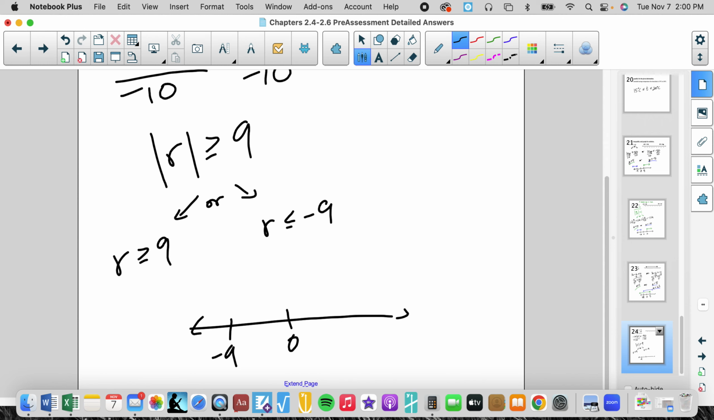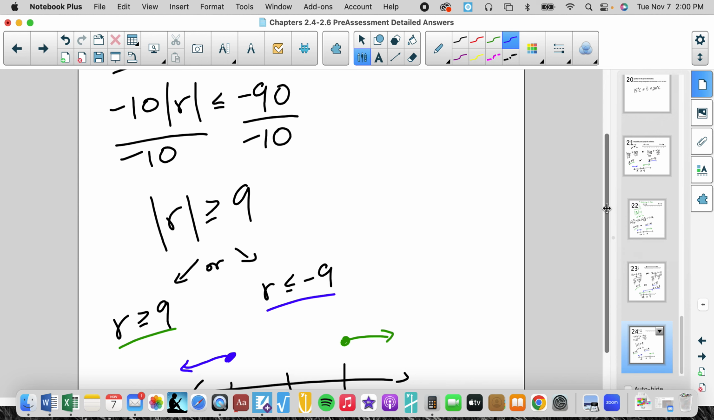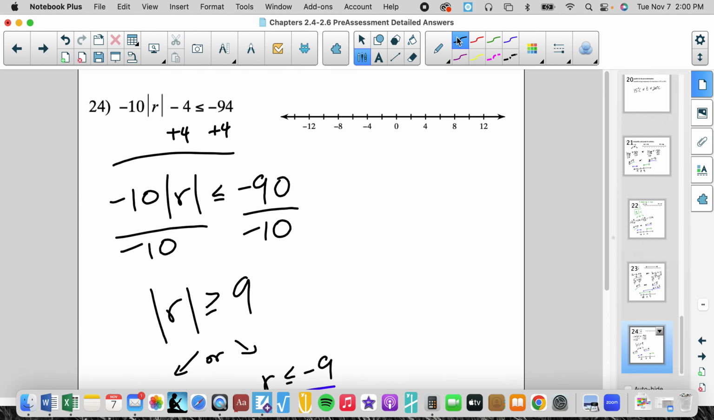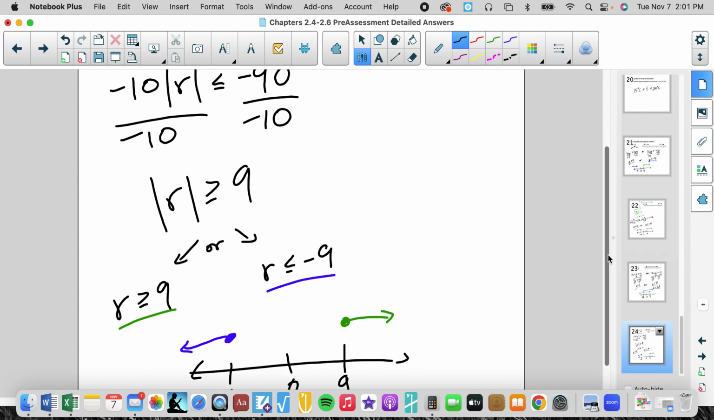Negative 9, 0, 9. This is going to be closed circle going to the right. This is going to be closed circle going to the left. And it's an or, so I can have both of them. So this is negative 10. I bet you how many people are going to make that mistake. So it's going to be a closed circle between that dash and going that way. And this is positive 10, so I want it between that dash. And that's negative 9 and 9.